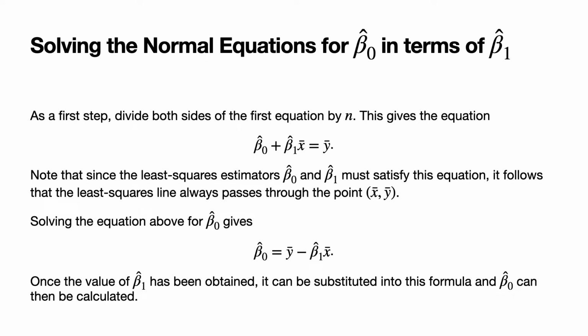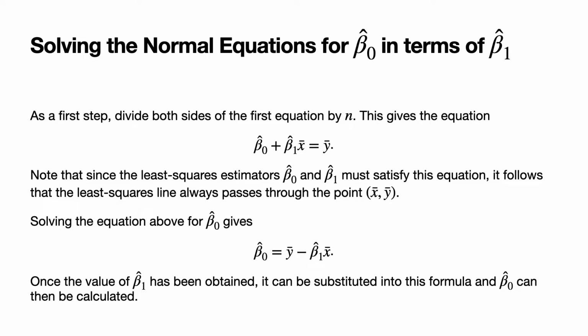As a first step, divide both sides of the first equation by n. This gives the equation shown here, beta 0 hat plus the product of beta 1 hat times x bar, and that sum has got to equal y bar, the average of the response variable. Note that since the least squares estimators beta 0 hat and beta 1 hat must satisfy this equation, it follows that the least squares line always passes through the point x bar, comma y bar.